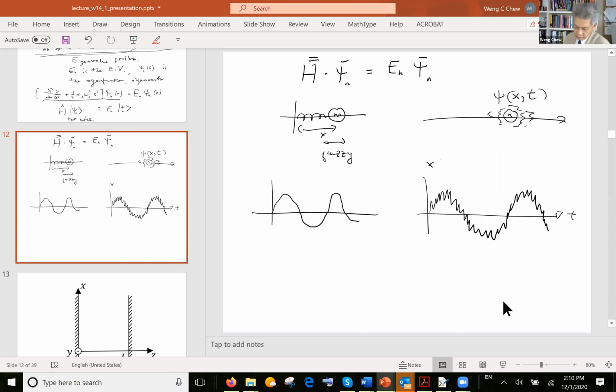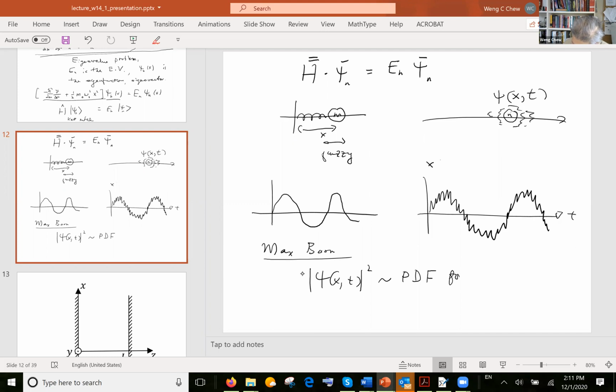This has gone through quite a bit of trouble for the quantum physicists because they do not actually understand what this wave function meant. It was actually Max Born who said that if you find a wave function psi of x and t, it is the square of this that is proportional to the probability density function for finding the particle at x and t.